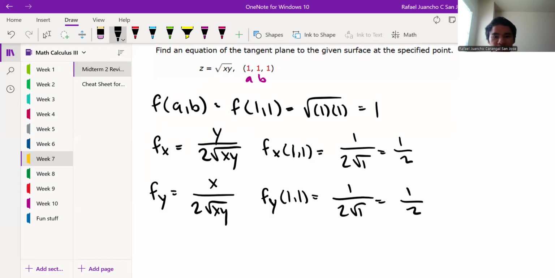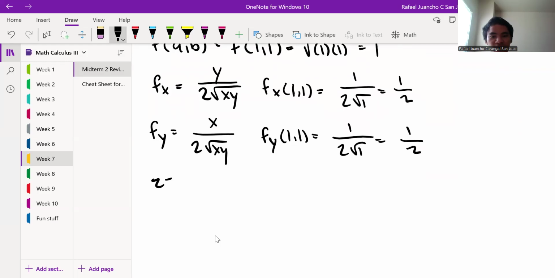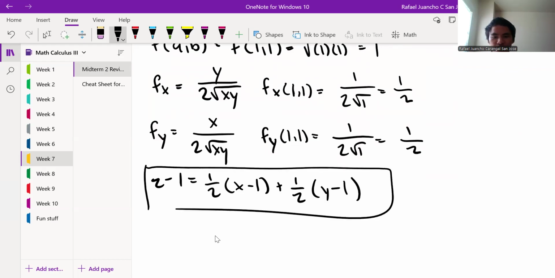And then, well, it's really just plugging in. So z minus 1 equals 1/2 (x minus 1) plus 1/2 (y minus 1). That's it. We're done. Okay, let me do another one, but I don't want to do a complicated one because I'm trying to go over everything-ish.